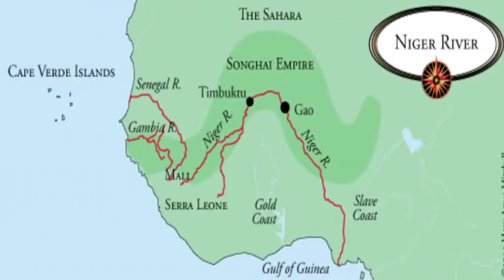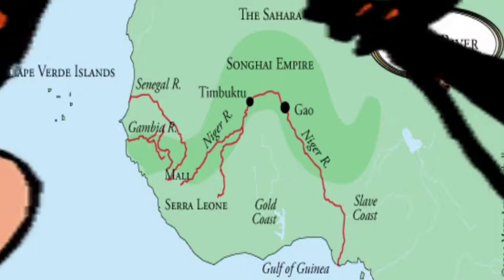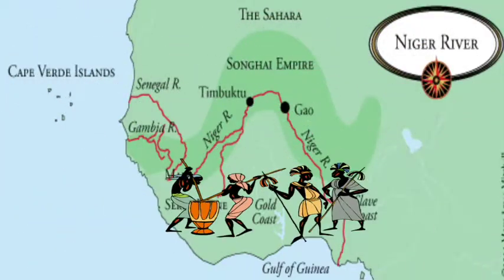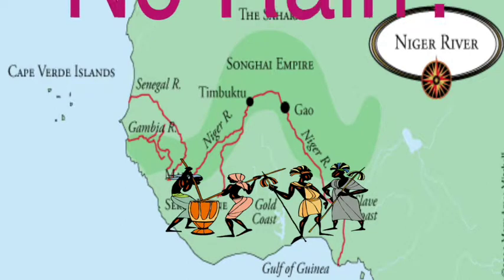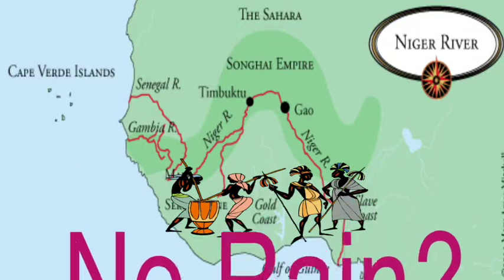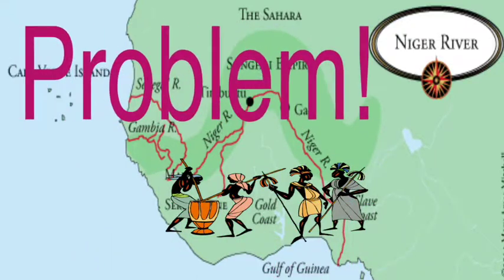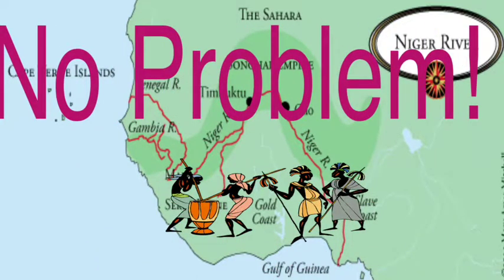Let's move on to the two most important rivers in West Africa, the Niger and Senegal rivers. Early civilizations formed near these rivers. Because West Africa was a dry region, these two rivers provided people with a reliable source of water. So, for example, a farmer could grow crops even with low rainfall. People used the rivers to travel and trade. Now let's move on to the important stuff.